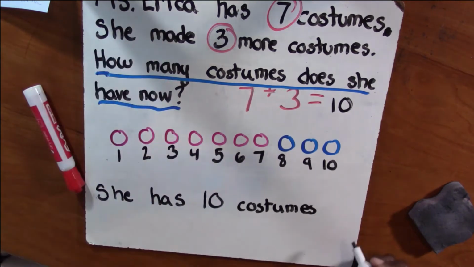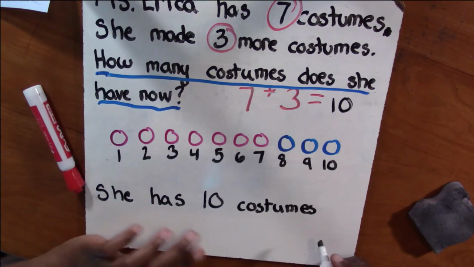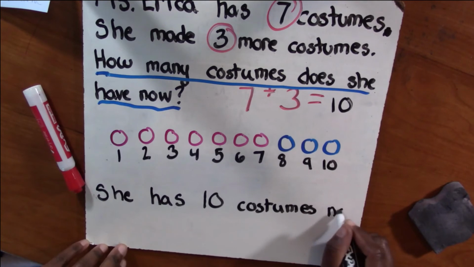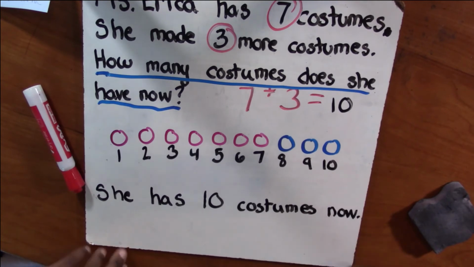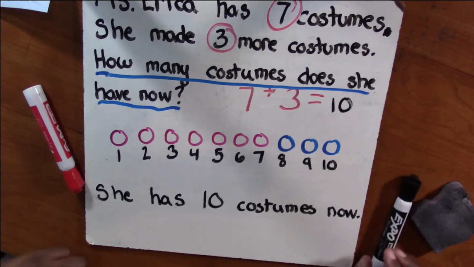And you can add in the word now, or you can just leave it. She has 10 costumes. Well, I'm going to put in the word now. She has 10 costumes now. And that is how you answer that in a whole sentence. Oh, I went ahead and told you what goes at the end. It's a period. A period goes at the end. Good job, guys. Excellent job solving that word problem, guys.